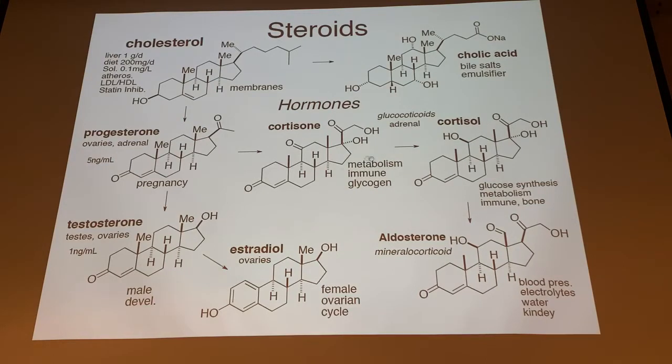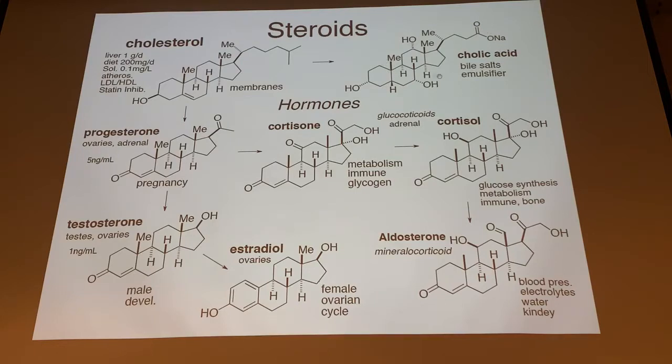Also metabolism, glycogen, immune, bone growth, cortisol, androstenone, blood pressure, electrolytes. There's some different hormones that have different effects. The adrenal glands tend to be very dominant there. Remember, the adrenals also make epinephrine and norepinephrine, those two fight or flight neurotransmitters.